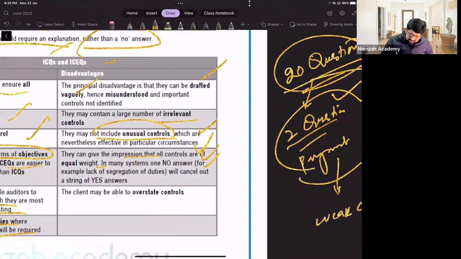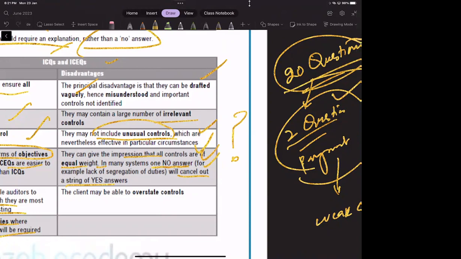So you see, they give the impression that all controls have equal weight. In many systems, one no answer will cancel out a string of yes answers. One no answer regarding cash, or something important, and all other controls become worthless. These points are clear? Tell me. Yes, sir.